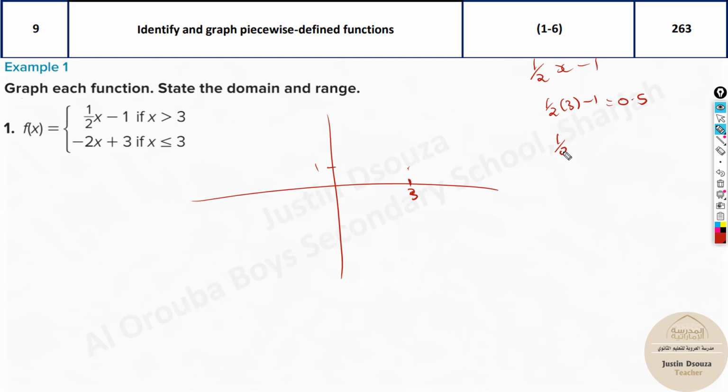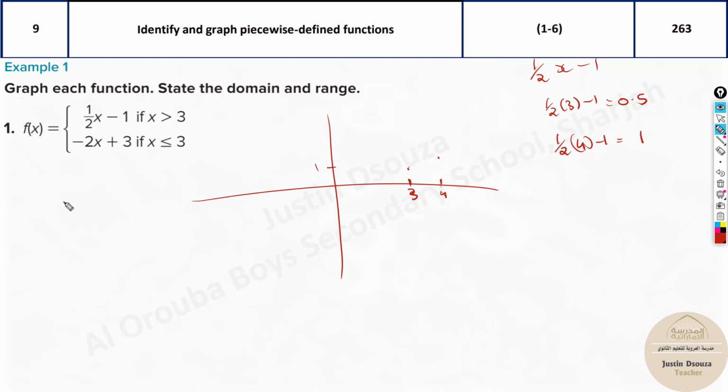Next one, half into 4 minus 1. Half of 4 is 2, 2 minus 1 is 1. So at 4, it is 1. Let me just make the dots. Now, this is the first equation, for x greater than 3. You can't take any values of x less than 3. It should be greater than, so 3 is also not included, but I'll tell you why we take 3. 3, 4, 5, like that.